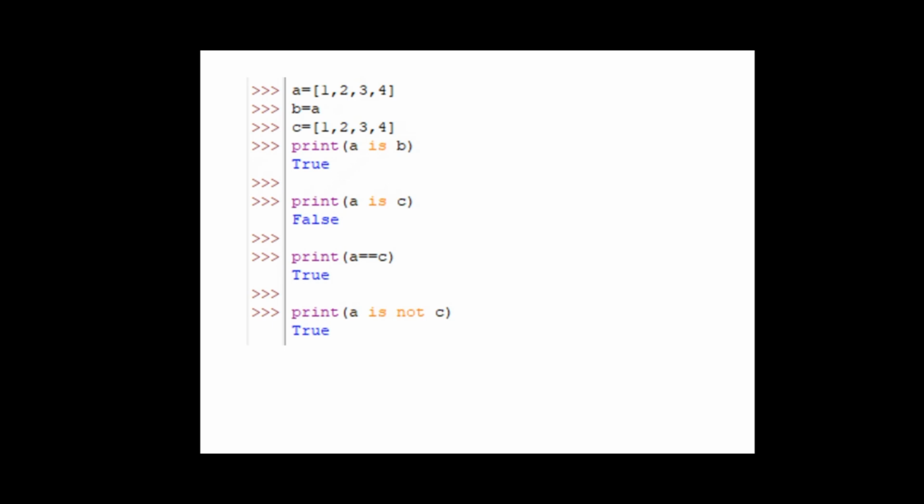Take one example. A equal to, that is a list example, 1, 2, 3, 4, and B equal to A and C equal to again 1, 2, 3, 4. Now print A is B. That gives true, that is same object. Now print A is C. This time false results because different objects with same value. A and C having same value, but objects are different. That's why false results. But when we type print A equal to equal to C, this time true results because values are equal. And print A is not C, this time different objects with different ID value. That's why true results.